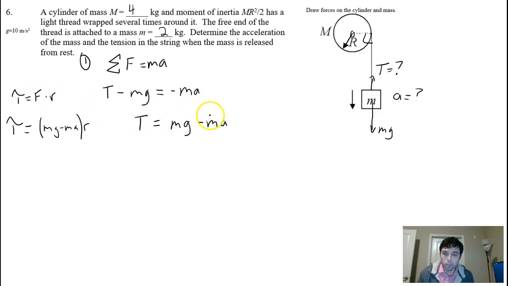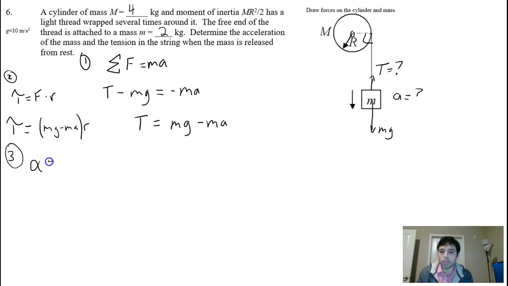So I'm going to substitute in for this F over here. I'm going to plug in the mg minus ma into the F, and then multiply that by r, that'll be my torque. Alright? That's step 1. Well, steps 1 and 2, I guess. That's step 2. Alright, step 3. Newton's second law. You knew it was coming.